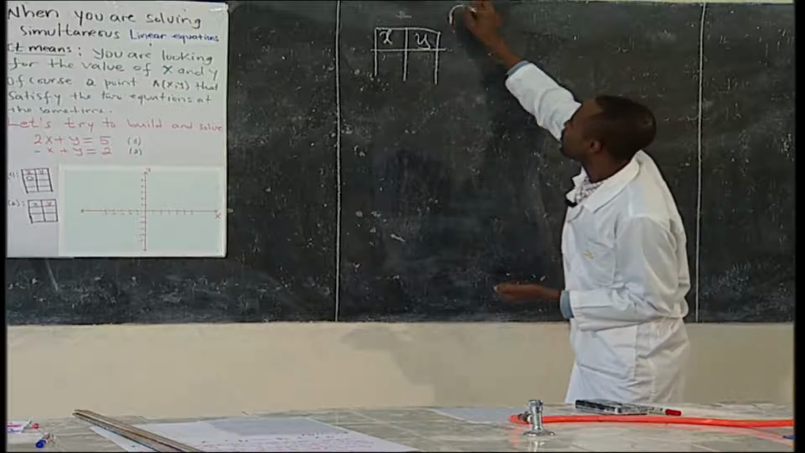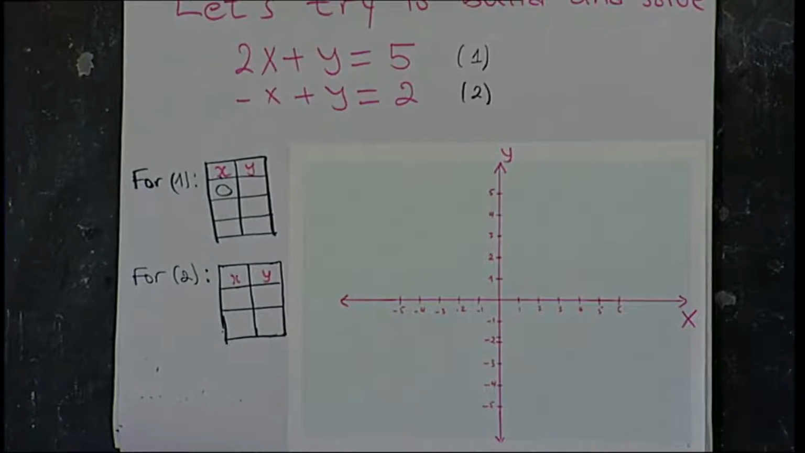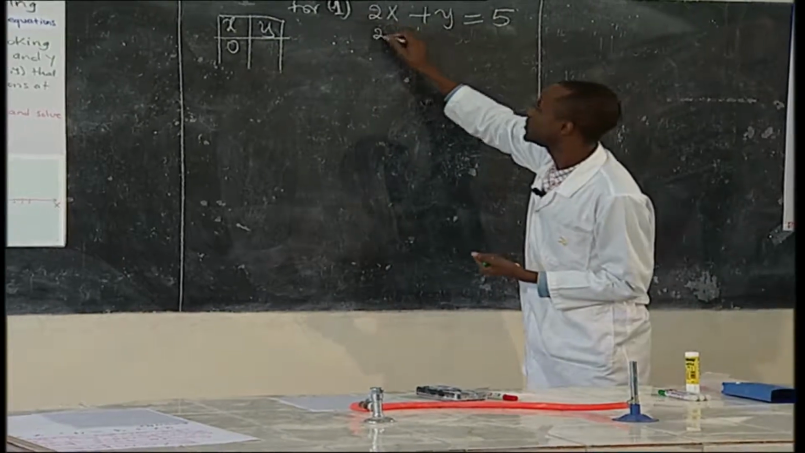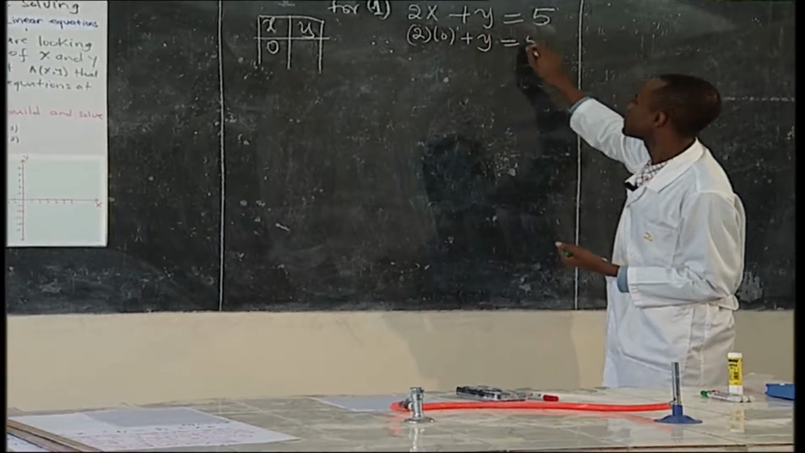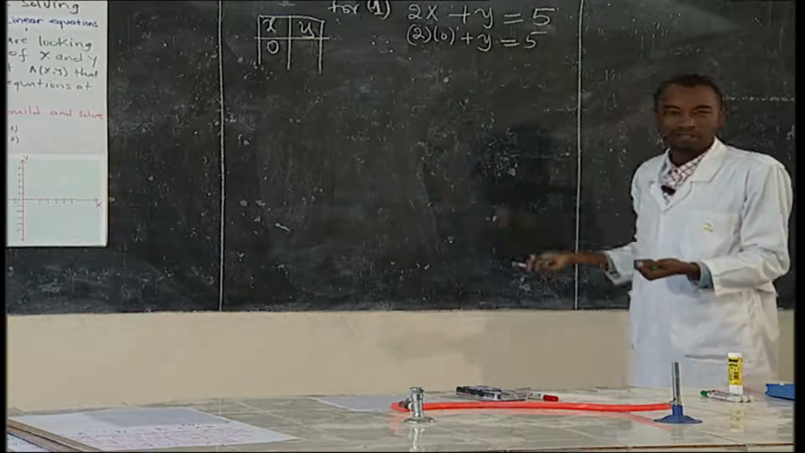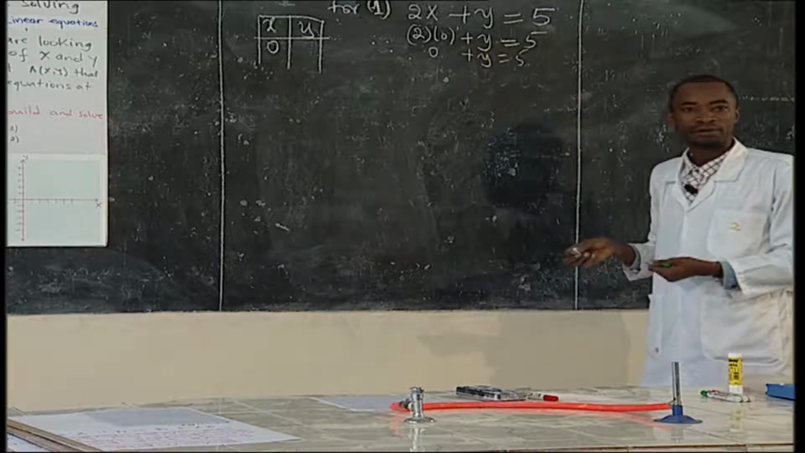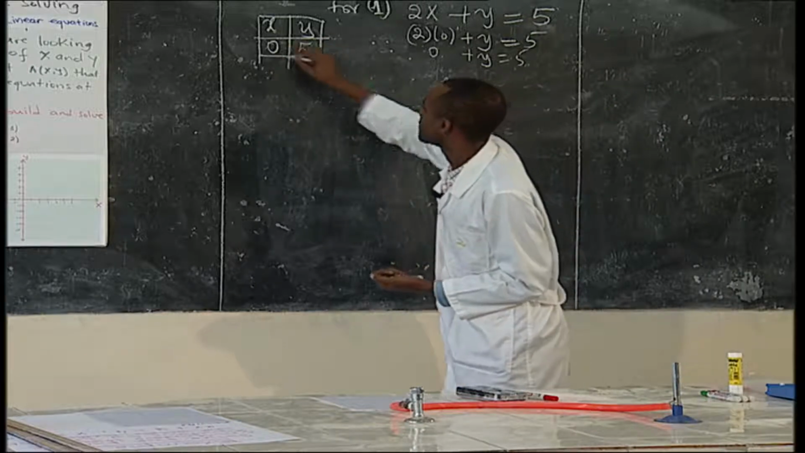And remember, we are on equation number 1. On equation number 1, it is 2x plus y equals 5. And if I say x is equal to 0, you will bring this value and press it in where x is. I will get 2 times 0 plus y equals 5. 2 times 0 is equal to 0. Plus y equals 5. It means if x is equal to 0, y will be equal to 5.